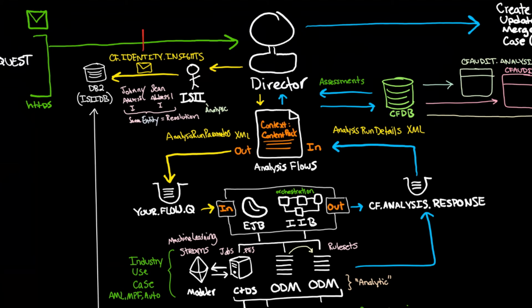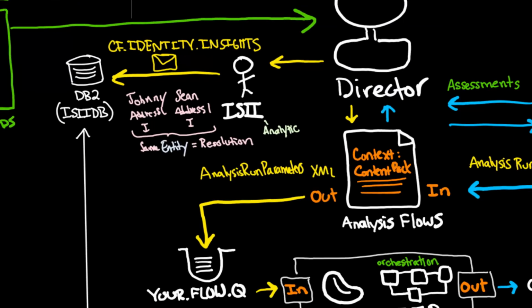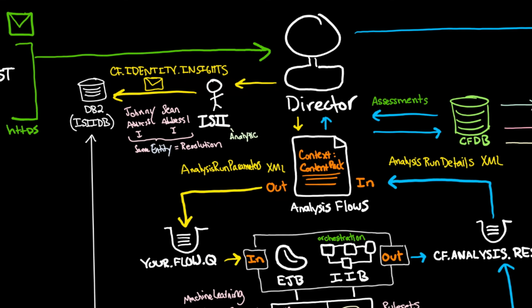This is the message queue for Identity Insights, and the purpose of Identity Insights is to do what's called resolution. And resolution is the process of taking two identities, so for example, Johnny with address 1 and Sean with another address and saying, Sean is the Irish spelling of John, and we are seeing one identity of Johnny, one identity of Sean, and in fact, that is the same entity, and that is called resolution, and that's the purpose of ISII. ISII is also known as an analytic.